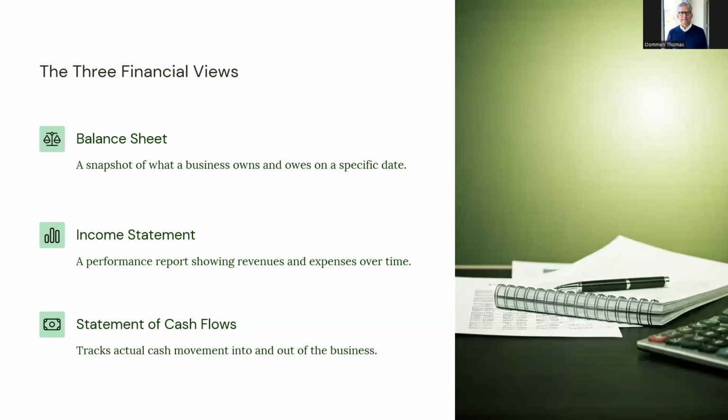So we've covered balance sheets and income statements, and that gets us to the third type of financial statement called the statement of cash flows. What the statement of cash flows does is to track the actual movement of cash in and out of the business. You may ask, well, didn't we do that already in the income statement? Why do we need a statement of cash flows?